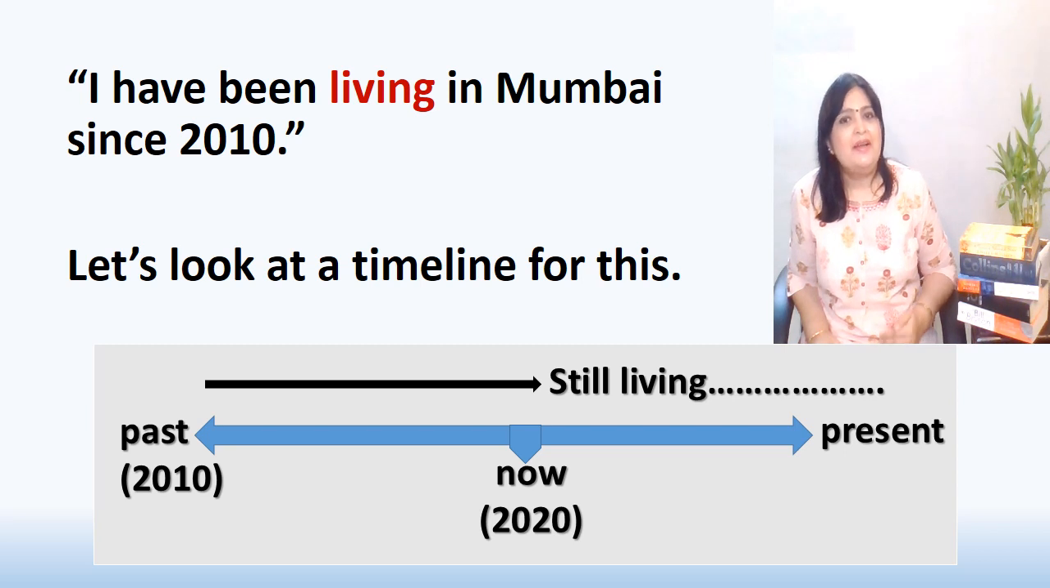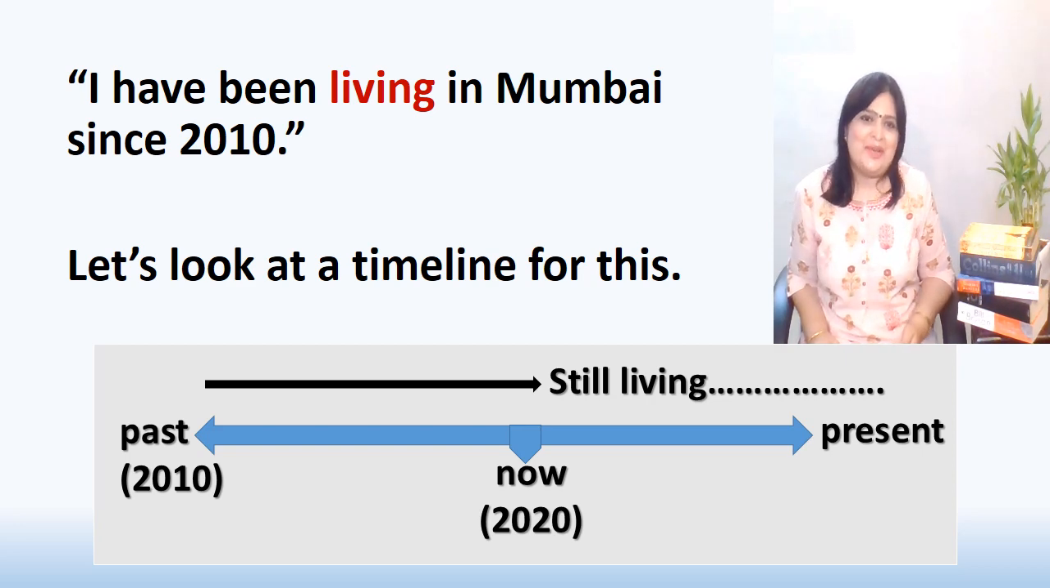So have been, present perfect and present perfect continuous दोनों में use होता है. And now you know the difference between present perfect and present perfect continuous. In this sentence we can also say, we may shorten it and have की जगह पर I've यूज कर सकते हैं. And we can say I've been living in Mumbai since 2010. Means since 2010 से अभी तक मैं मुंबई में रह रही हूँ और शायद आगे भी रहती रहूँ.